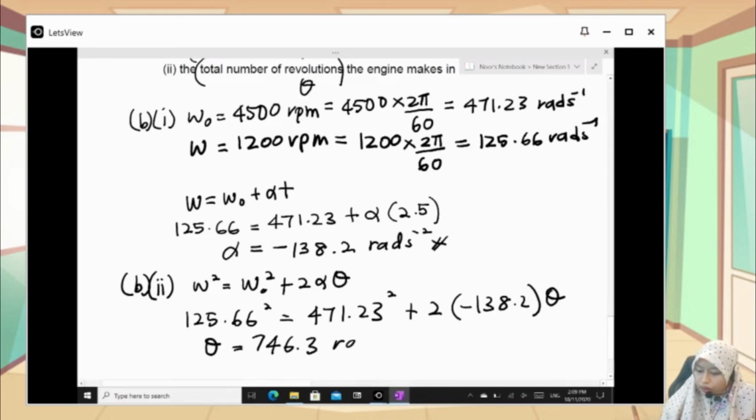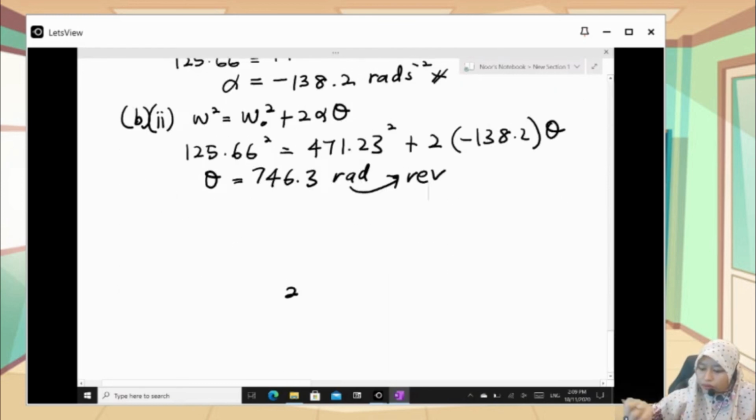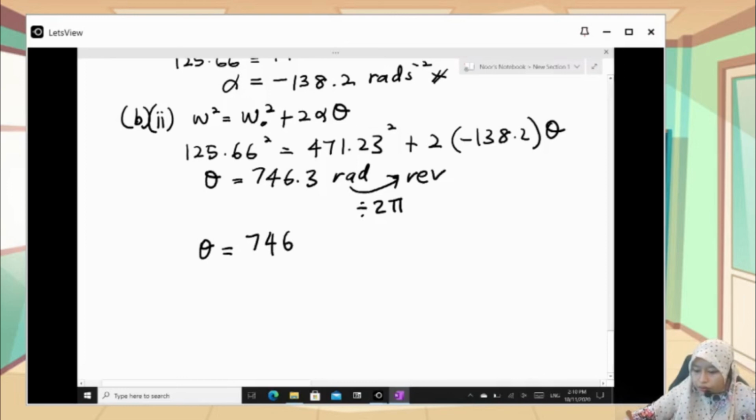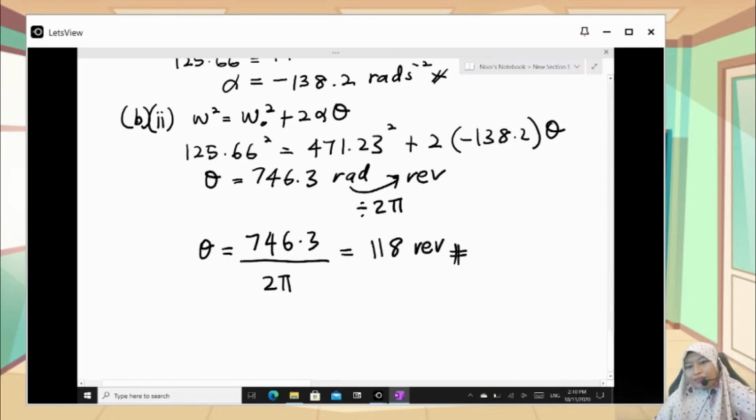So we got 746.3 radian. The question asks for revolution, so change it to revolution by dividing it by 2 pi. So theta here is 746.3 divided by 2 pi, which equals 118 revolution. So yeah, that's all.